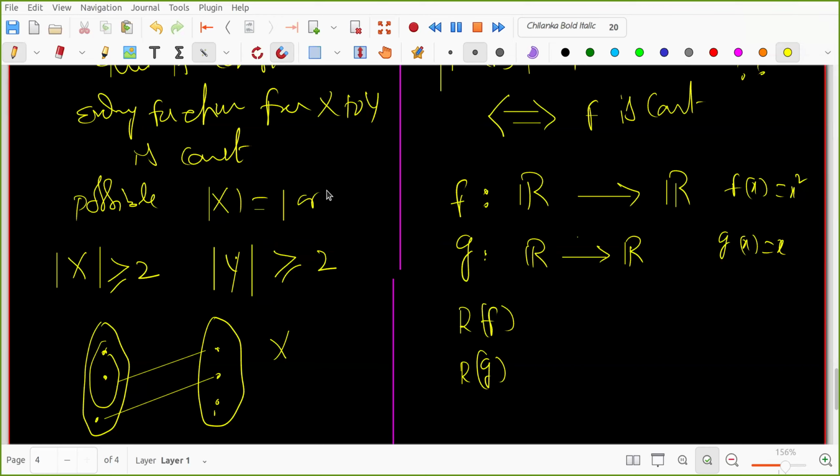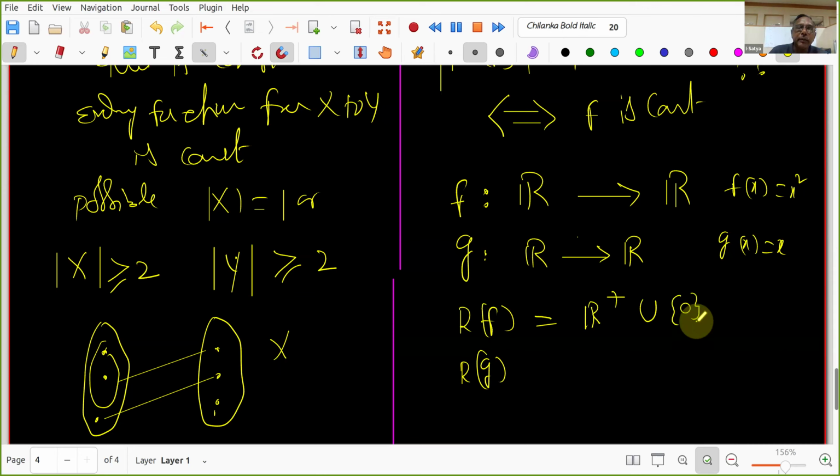Sir, the range of f is all positive real numbers from 0. From 0 meaning? You need to tell the union properly. Union 0, okay, then agreed. 0 is neither positive nor negative, right? So R plus union 0, correct. What is the range of g? The set of real numbers, R. Very good, entire R.